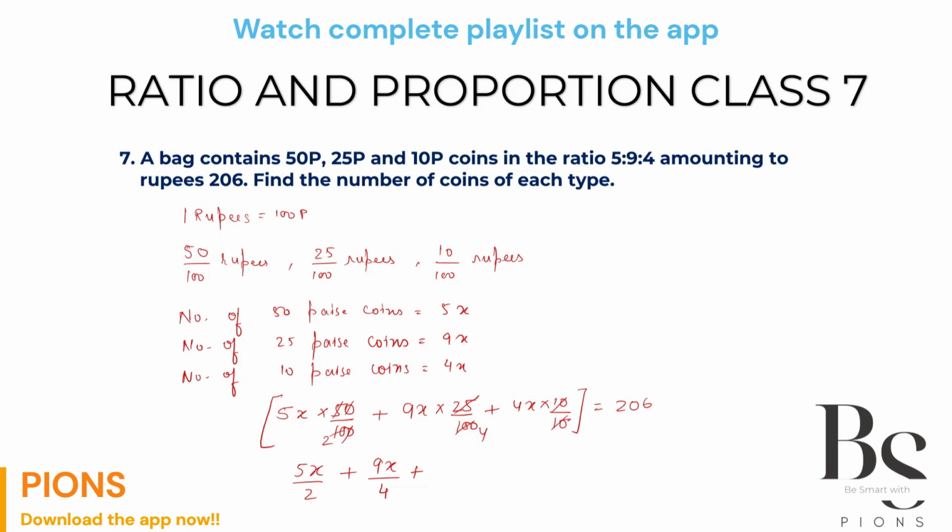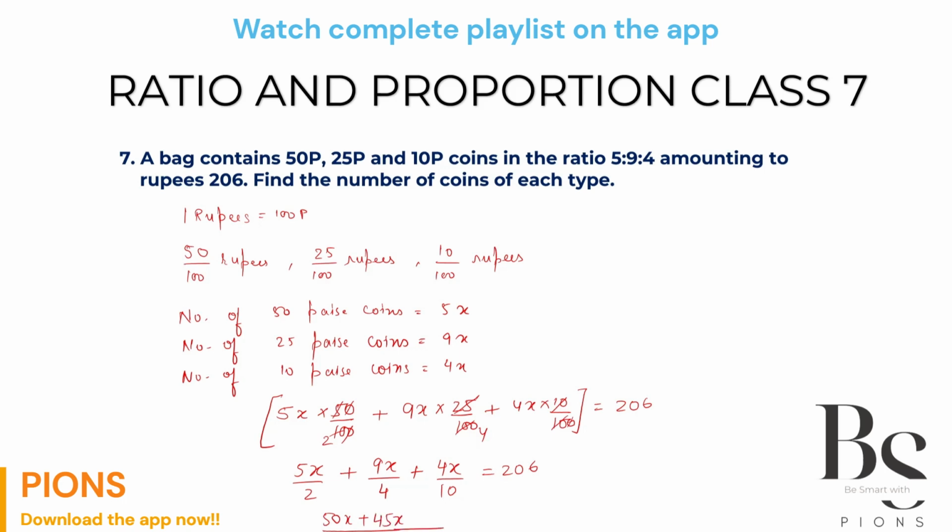Sorry, here it is also 100, no? Yes. So 10 and 1 cancels, it will be 4x by 10. So let's cancel out, it will be 4x by 10. This will be equal to 206. Now let's simplify. What is the common factor which can be divisible by each one of them? 20. Let's make it 20. 2 tens, okay. So 50x plus 4 5s, 5 9s, 45x.